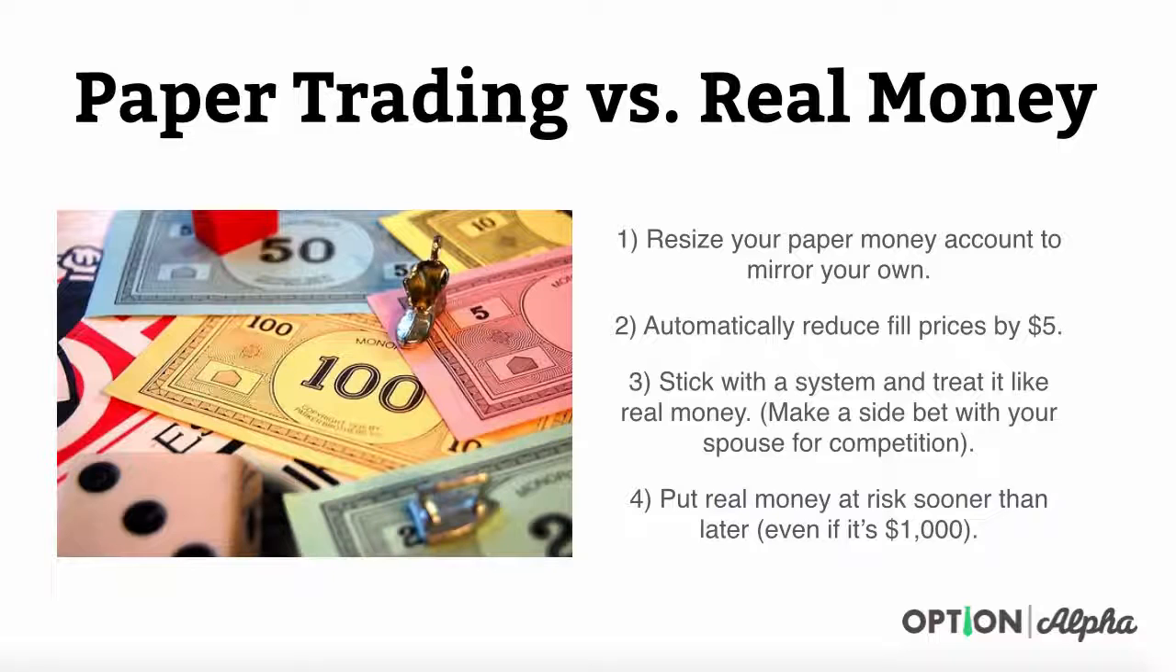Now, I know this is really hard because it's paper money, it's fake money. So my tip here is make a side bet with your spouse for competition, or a brother, a sister, a friend, a coworker, it doesn't matter. Make a side bet between you two, and they don't even have to be traders. Just say, hey, look, I'm making this bet. I'll bet you $100 that at the end of 6 months I have more money in my paper trading account than I had to begin with.